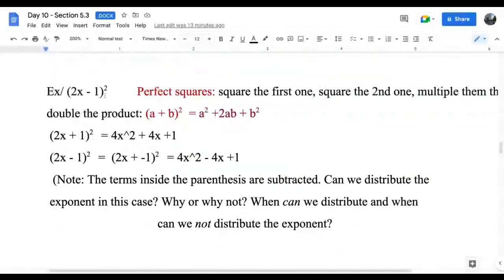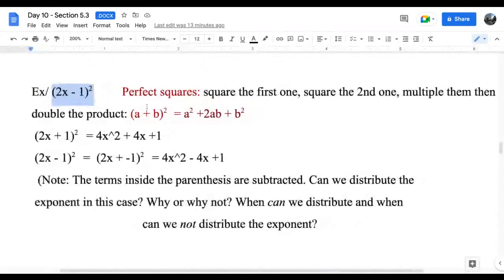So come back to perfect squares. So important. Okay, everyone remember the formula. What's the formula? The formula is square the first term. So we have two terms, right? First term, second term. If we get a perfect square, we square the first term, we square the second term. Then we multiply those two and double it. We double the product of those two. A squared plus 2ab plus b squared.